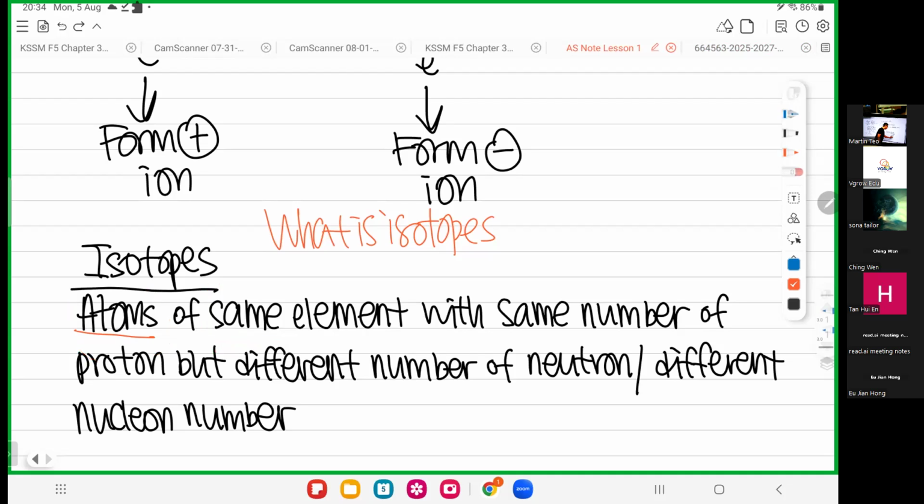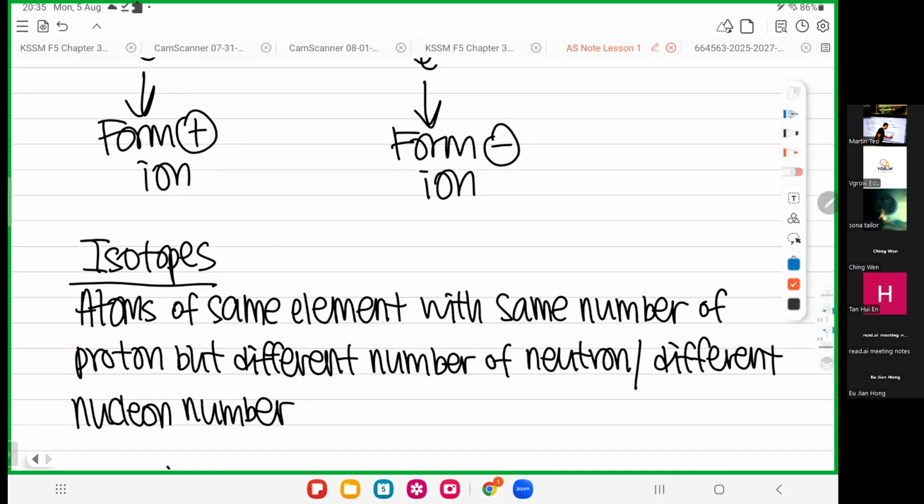So I hope everyone knows what to do. If the question asks what is isotope or define isotope, make sure you write: isotope is an atom of the same element with the same number of protons but different number of neutrons. If you don't want to write different number of neutrons, you can write different nucleon number. So that is isotopes. This is not hard, but you must be super careful with the details. That is very important.